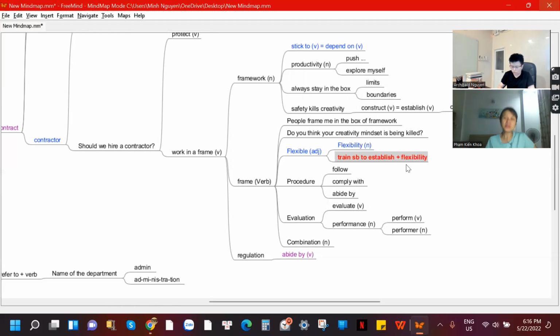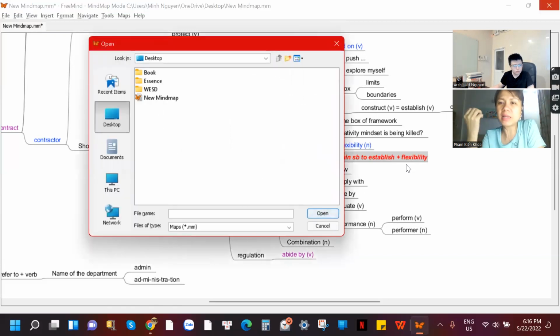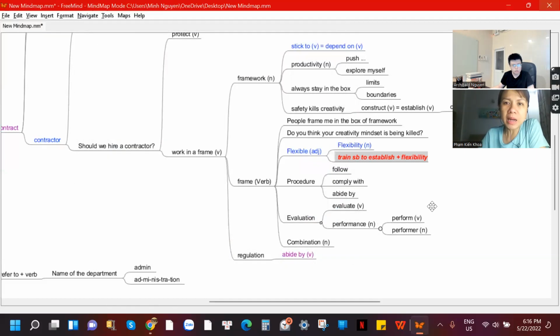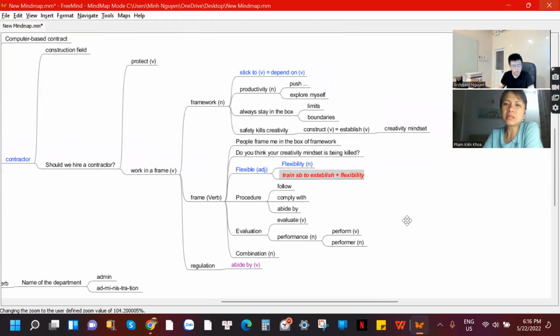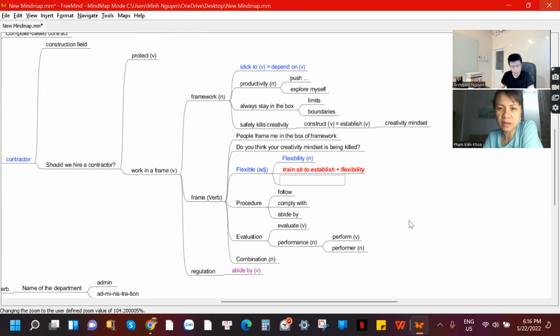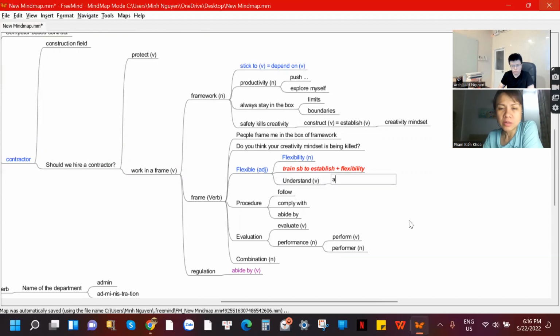I used to train myself to establish my flexibility by adapting. I have to understand the current situation, understand my partner, and understand my working culture. So that I can adapt myself flexibly to make sure I have good cooperation with my partner.